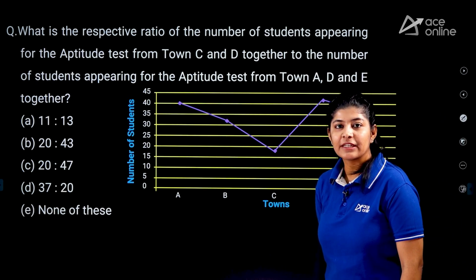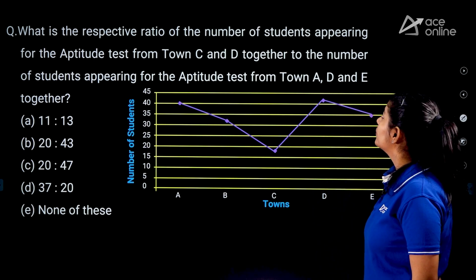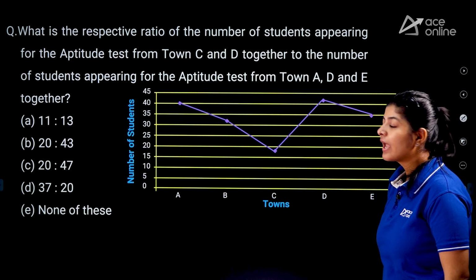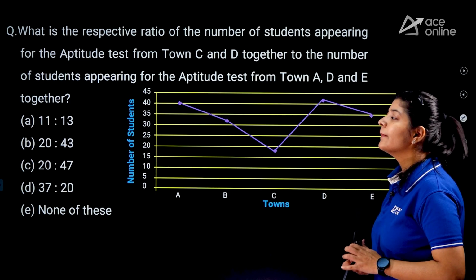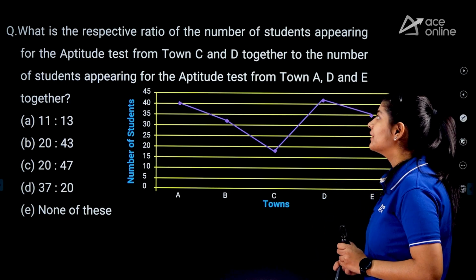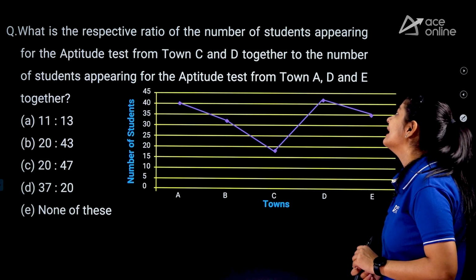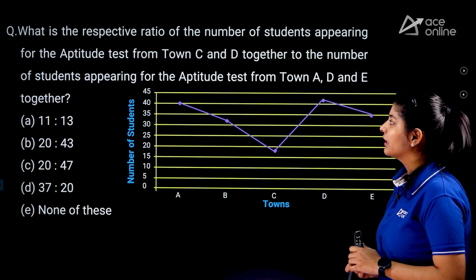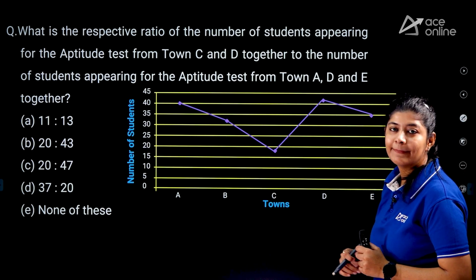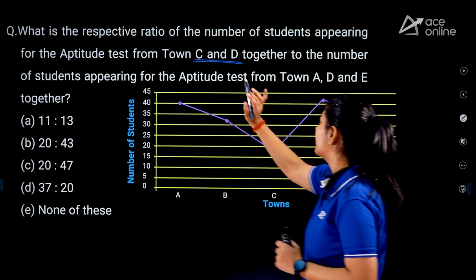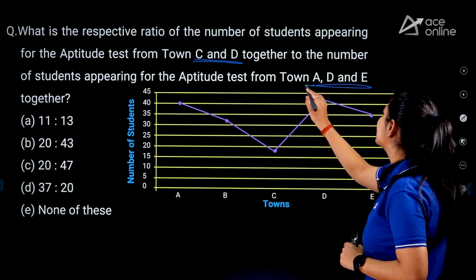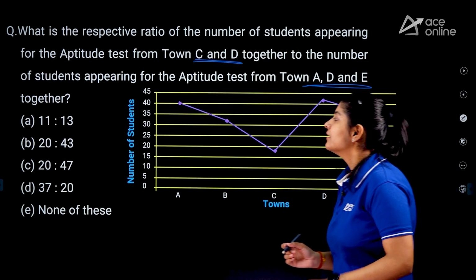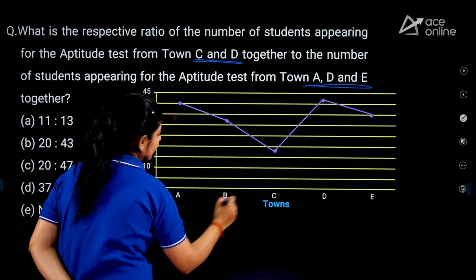What is the respective ratio of the number of students appearing for the aptitude test for town C and D together to the number of students appearing for the aptitude test from town A, D and E together? So here all we need to do is find out the ratio. First we need to find out the combined value for town C and D together, and after that A, D and E together. So let's start writing it. For town C we are having 17.5.